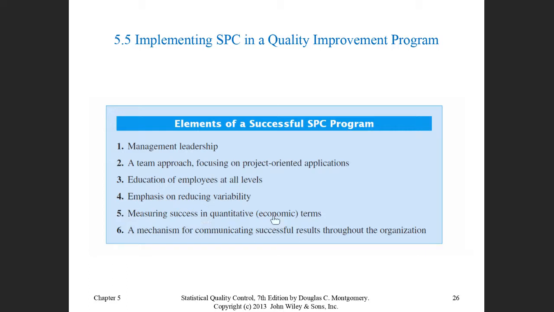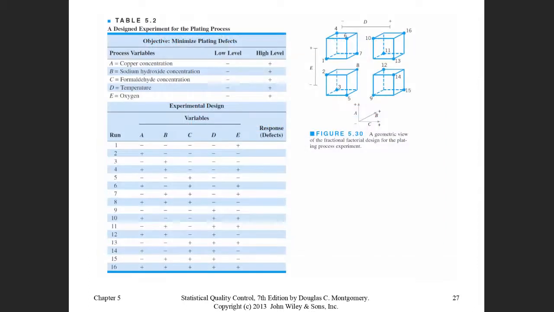Measuring success quantitatively, and this is a good thing, as quantitative is different from qualitative. Quantitative is numeric: you can analyze it, you can get numbers out of it, you can transfer it to cash money out of that. The qualitative may mislead in terms of the direction for improvement. A mechanism for communicating successful results throughout the organization. You have communication tools or communication templates for your team and for your project, like what we saw in the Six Sigma project.